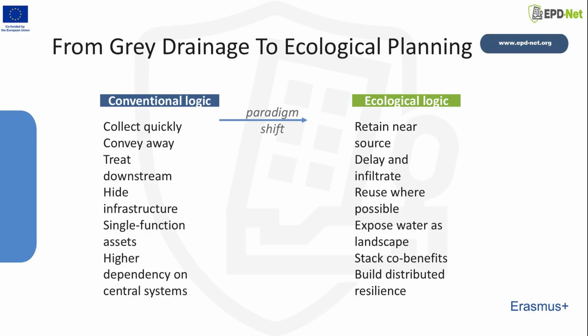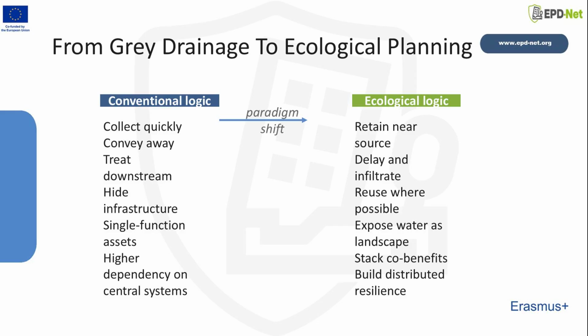This slide explains the major paradigm shift from conventional drainage logic to ecological planning logic. In the conventional approach, the goal is to collect water quickly, convey it away, treat it downstream, and hide the infrastructure from view. This produces systems that are often centralized, single-function, and highly dependent on buried pipes and engineered channels.